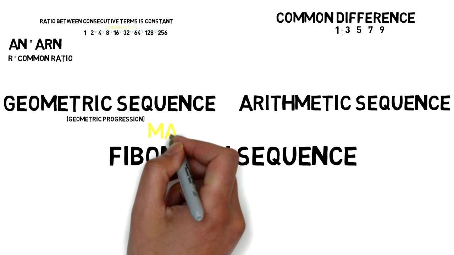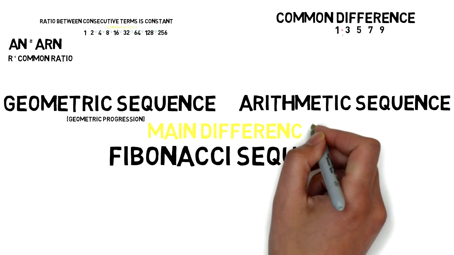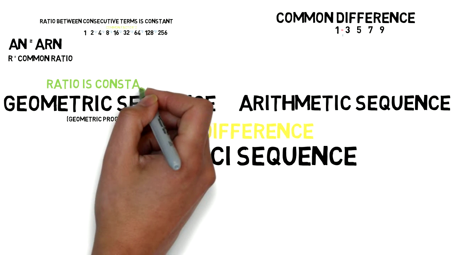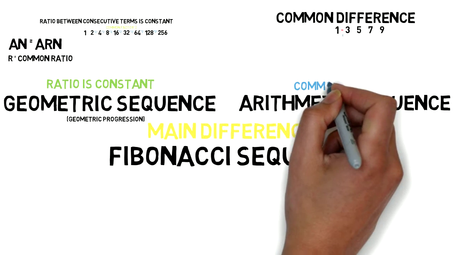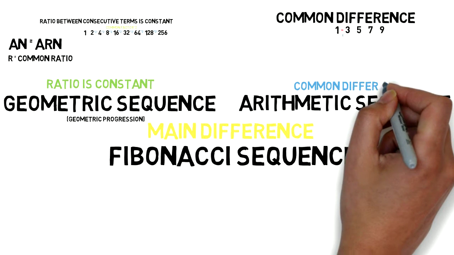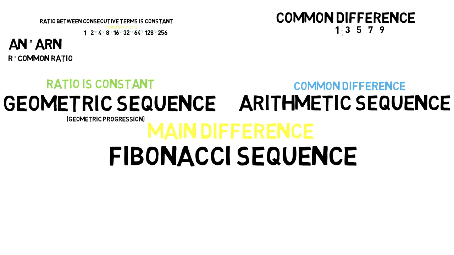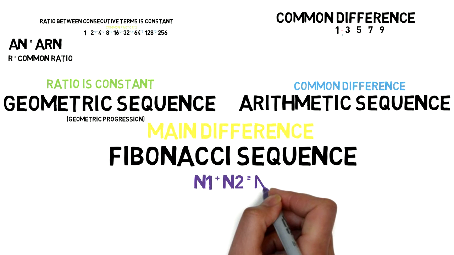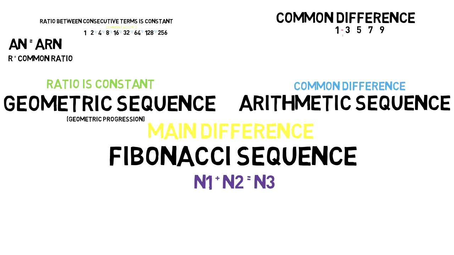The main difference between the three is that in geometric sequence, the ratio between the two terms is constant. In arithmetic sequence, there is a common difference for each term in the set of elements, while in the Fibonacci sequence, the next number is obtained by adding up the two preceding numbers.